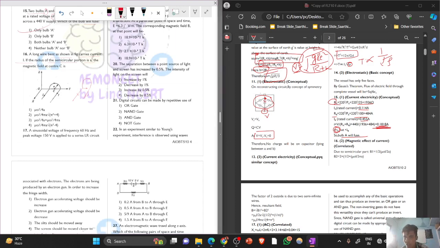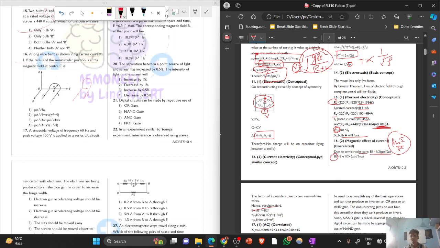Looking at the solution, due to the semicircular part, mu naught I by 4a is your formula. This is a semicircular path, and you need to understand the resultant field. Due to the straight wire at one end, your magnetic field will be this. There are two wires, so the second magnetic field is this. You need to take care of the direction. For the first, the direction will be in this way, and for the second, it will be downward. So there is a 90-degree angle between them.